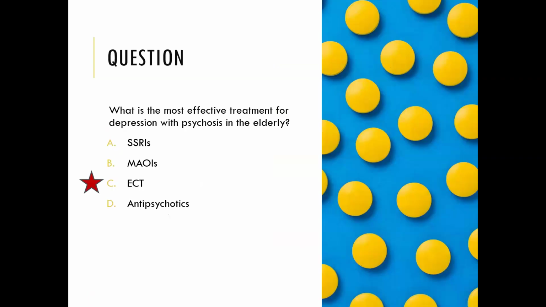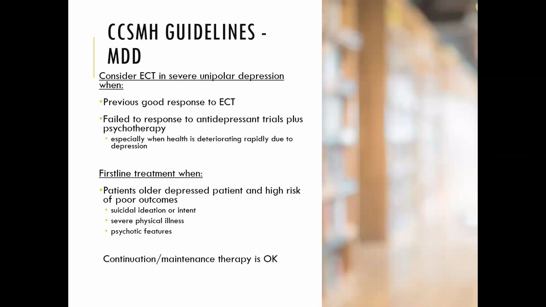ECT is the most effective treatment for depression in general, and is likely more effective in depression in the elderly compared to younger patient populations. So there are CCSMH guidelines for major depressive disorder that came out in 2024.